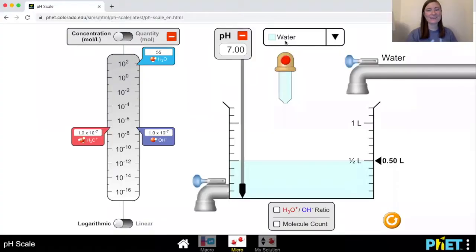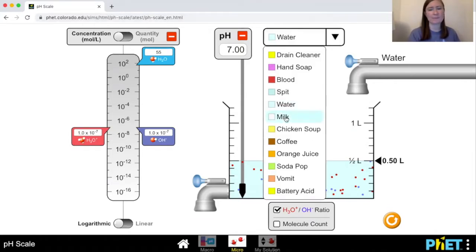Okay, so we looked at this simulation for homework, and I wanted to point out a couple of key details. If you look at the H3O+ and OH- ratio, in the micro version they've got these little dots representing those particles. For a solution that's neutral, we have the same concentration of H3O+ and of OH-. You can see that represented here, right? There's basically the same number of dots.